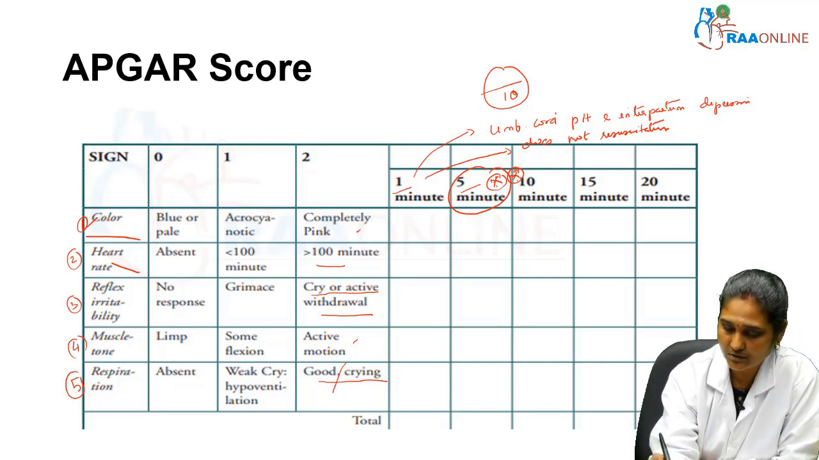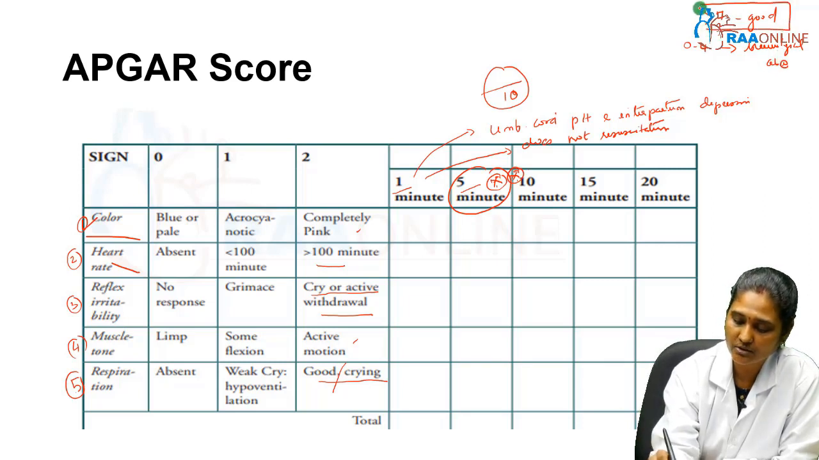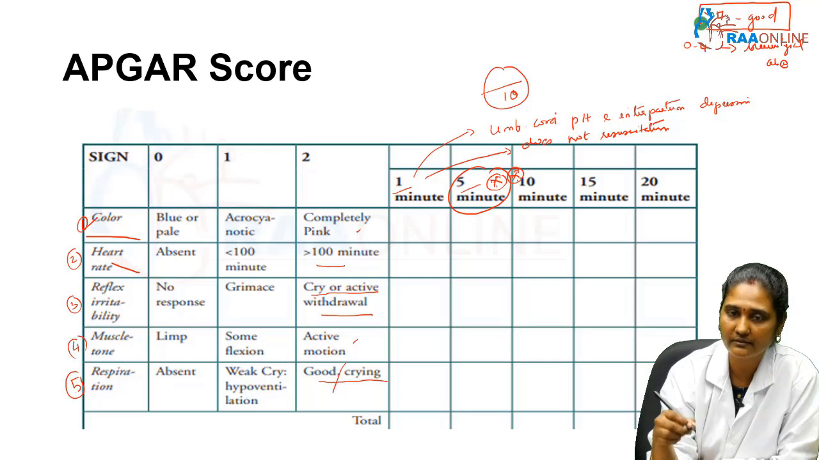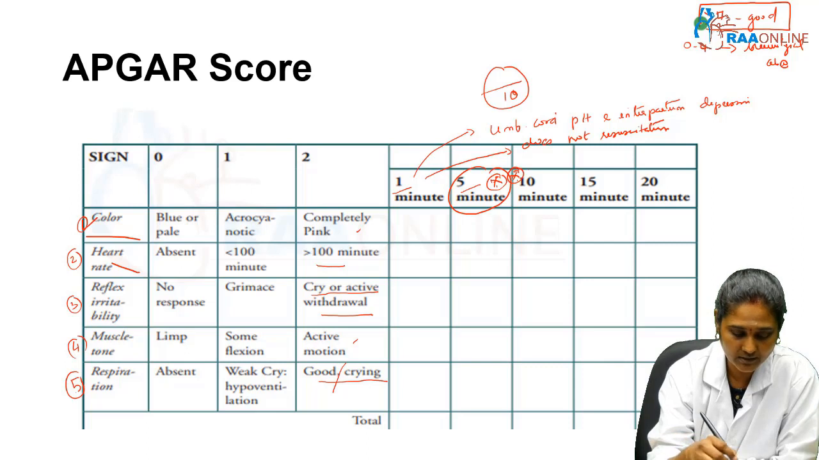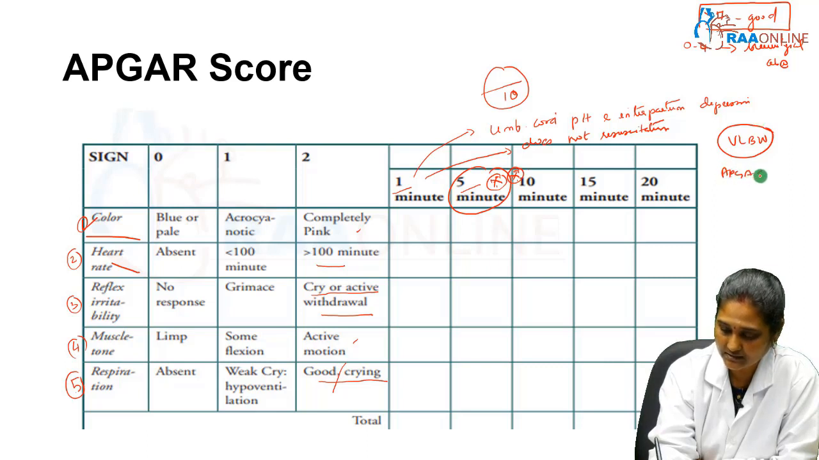A score of more than 7 is good. If it is somewhere between 0 to 4, then that indicates there is some neurological disability or neurological abnormality you have to take care of. Anywhere less than 7, you have to evaluate the baby every 5th minute. The drawback of looking at only these 5 signs is that in very low birth weight babies, even when the Apgar is less than 3, they sometimes have a normal neurological outcome.